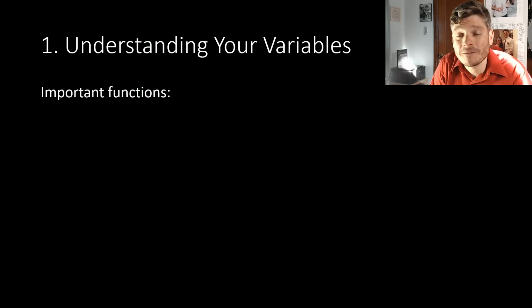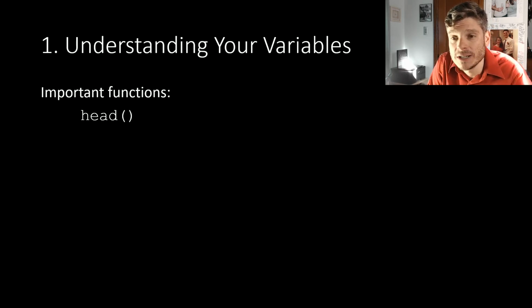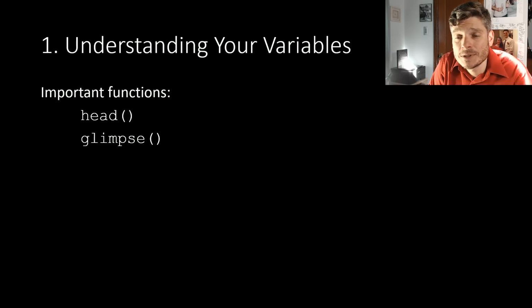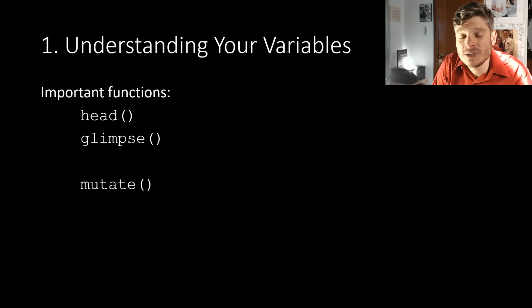So our important functions for this first step in understanding is head. And again, that gives you the first 6 rows of your data set, so you can take a look and see, okay, well, what am I dealing with? How does it look like this data is stored? Glimpse, which tells you exactly how each variable is stored. And then if we have variables that are stored incorrectly, we're going to need to fix those columns, and we're going to use the mutate function, right? That's how we create new columns or overwrite our old columns.